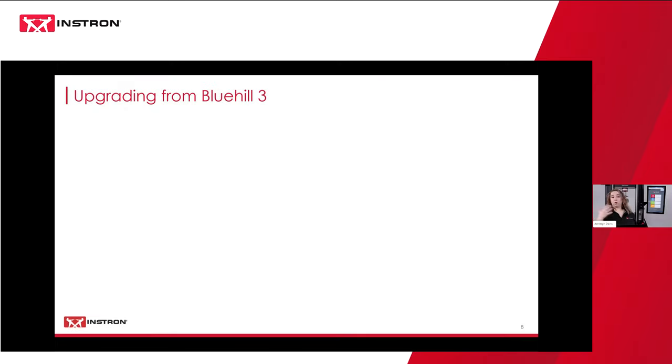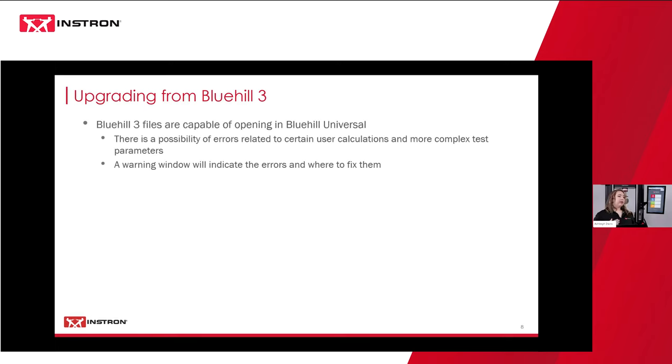Okay. So what does the process of upgrading actually look like? Your Bluehill 3 files, so methods, samples, reports, are actually capable of being opened in Bluehill Universal. So if we want to convert a method file, when we open it in Bluehill Universal, it will convert into a Bluehill Universal file. Now, there is a possibility of errors related to some user calculations, as well as complex test parameters. 9 out of 10 times, though, it's going to convert one-to-one, and you should be okay.